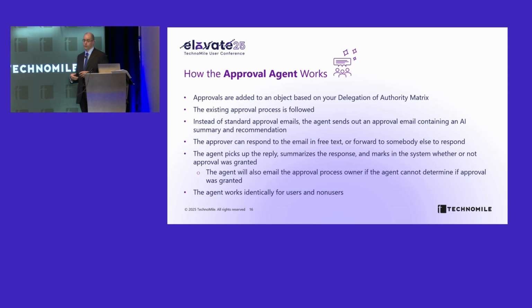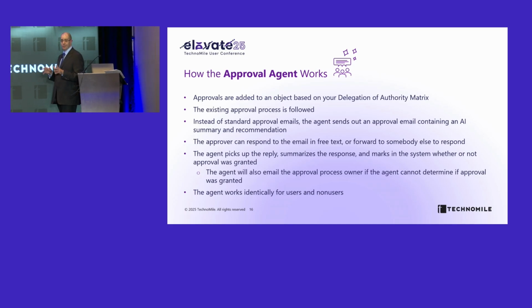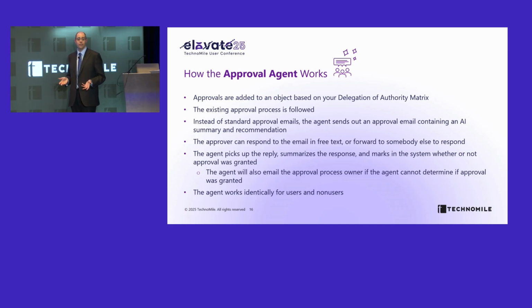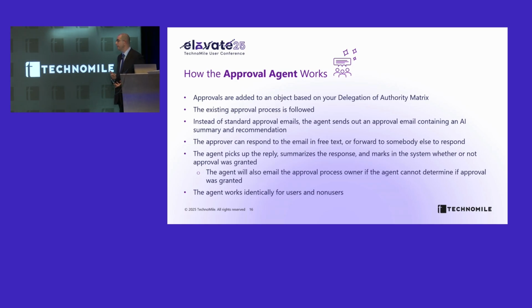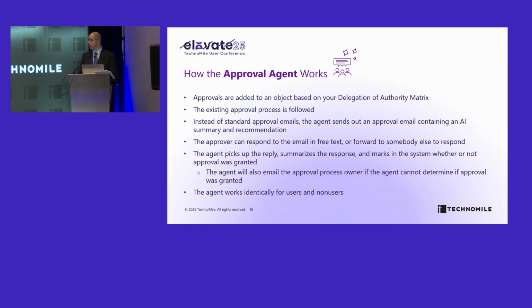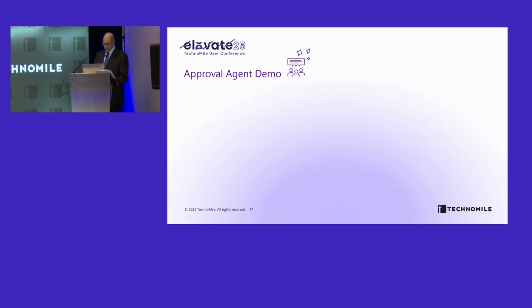And the agent also emails the process owner to make sure that this is great, because somebody could respond, you've got the wrong person, right? And the agent then actually notifies the record owner, you got to send it to somebody else for review. And this agent works identically for users and non-users of the system. So let's see this in real time.